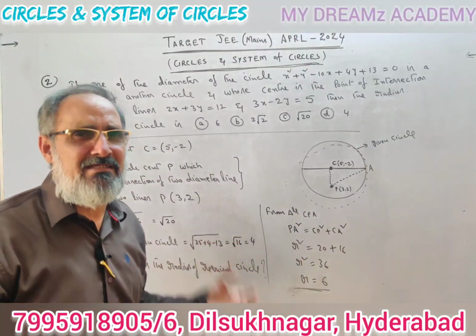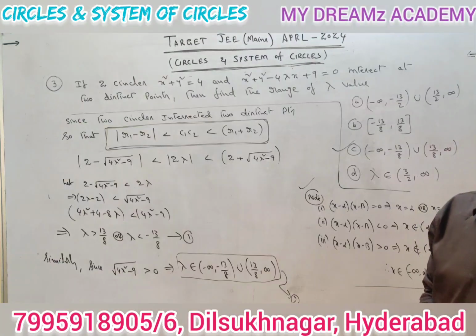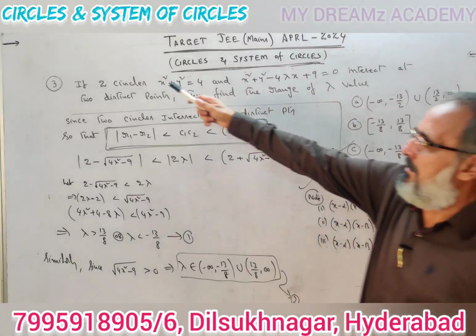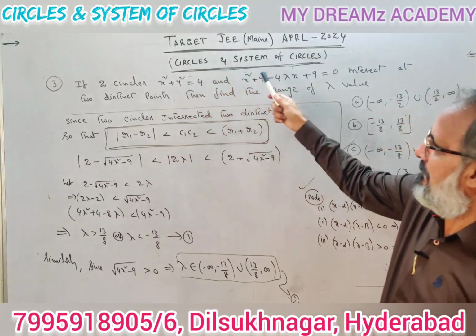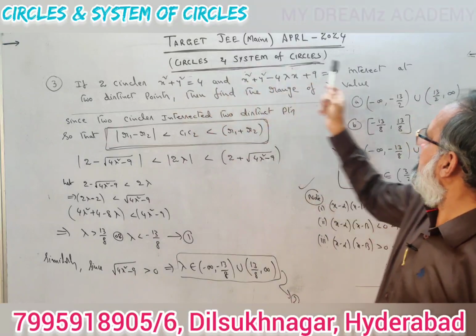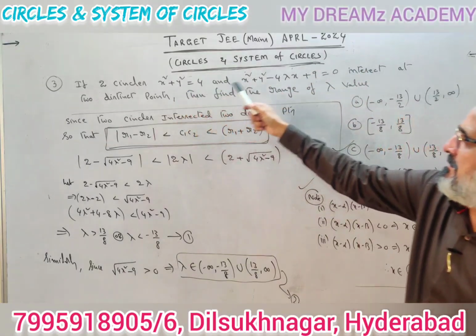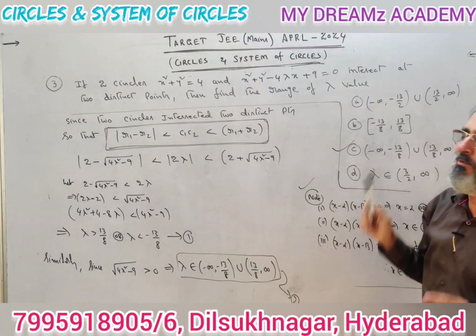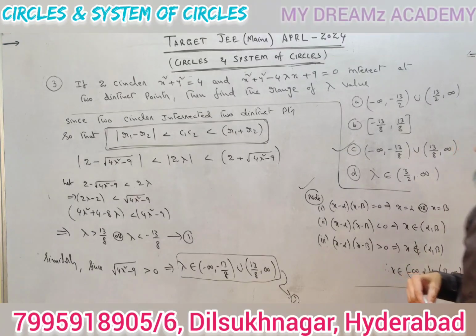Now we can move to the next question, the third one. If two given circles intersect at two distinct points, then find the range of the unknown value lambda in the second circle given.